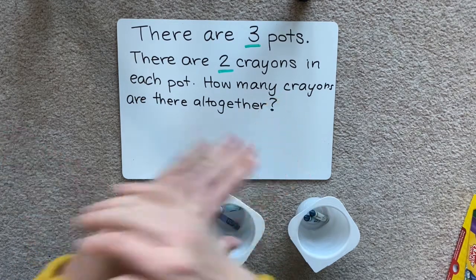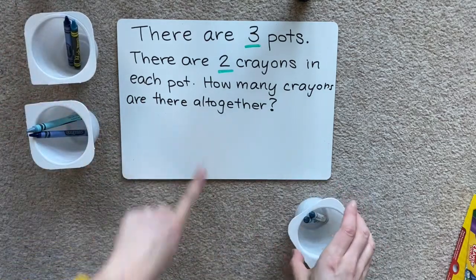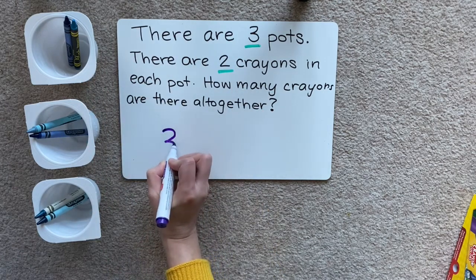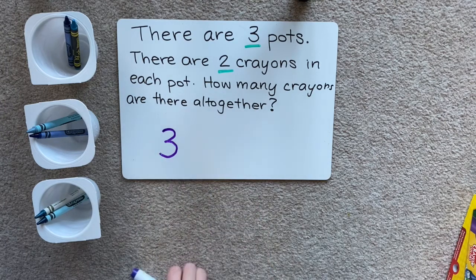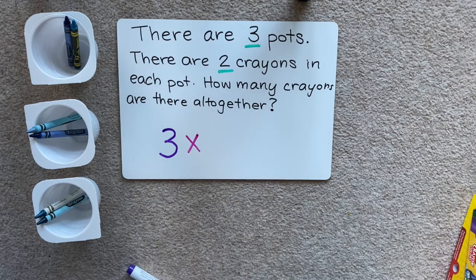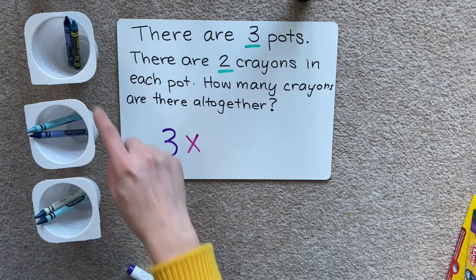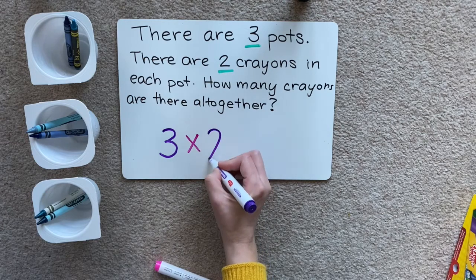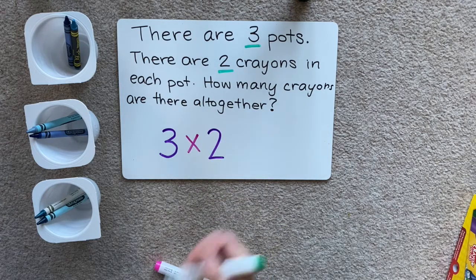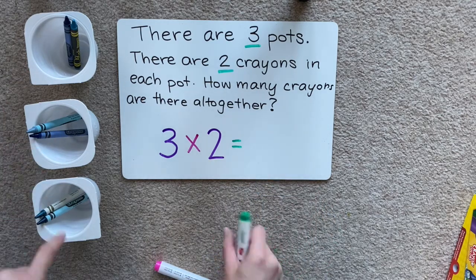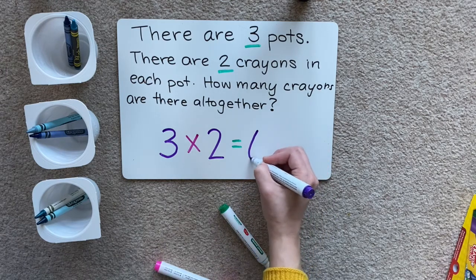Groups of. I'm going to write that under here. So we've got 3 pots. So there's 3 groups. 3 groups of. How many are in each pot? There's 3 groups of 2. And that equals, how many do we have all together? 2, 4, 6. We've got 6 all together.